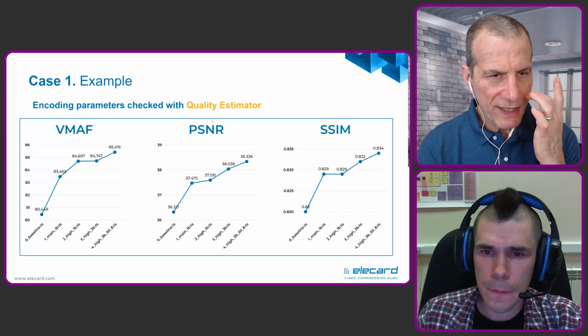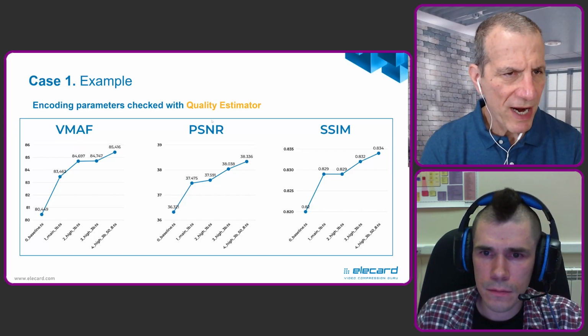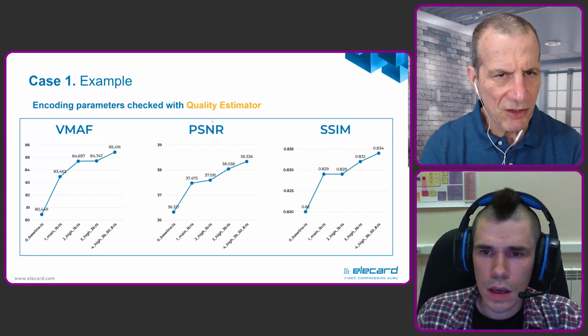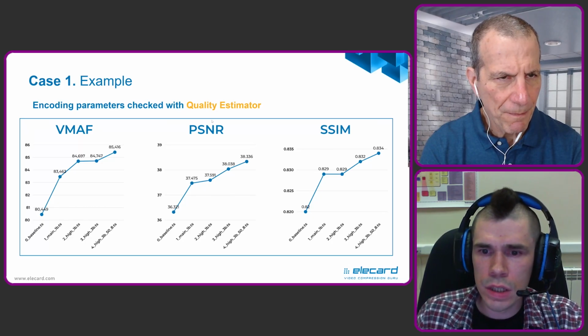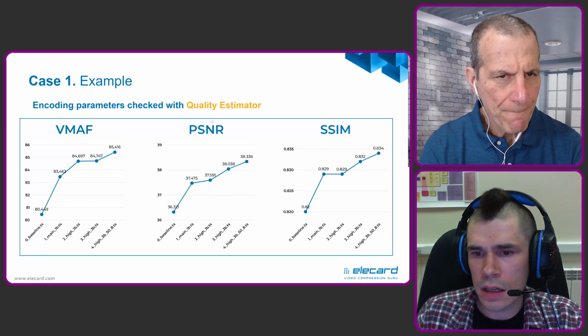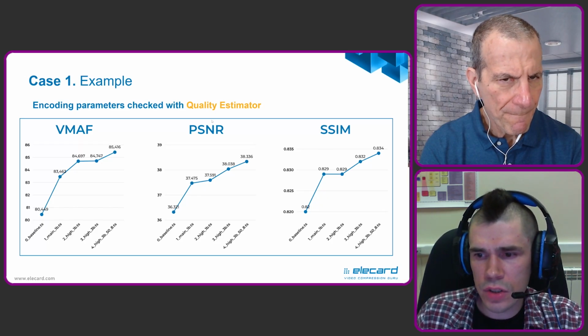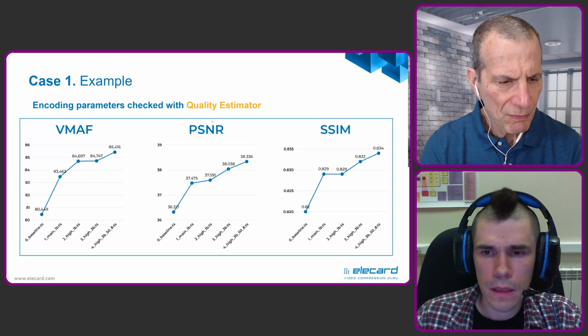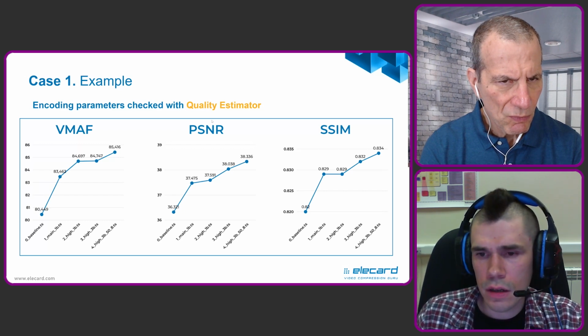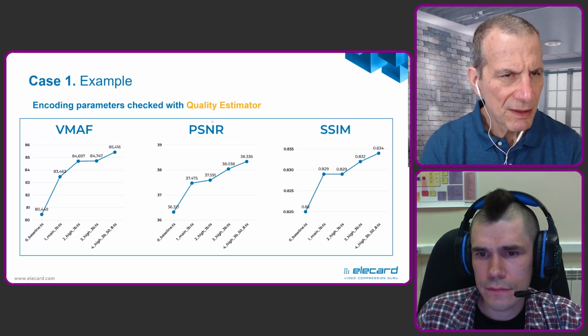Okay, and the quality estimator, it's not creating these graphs, it's reporting the VMAF, PSNR, and SSIM scores. Is that correct? That's correct. So I calculated 4 times, but every time I calculated 3 metrics together. As a result, I have the scores plus plots in the quality estimator interface. Okay, nice.